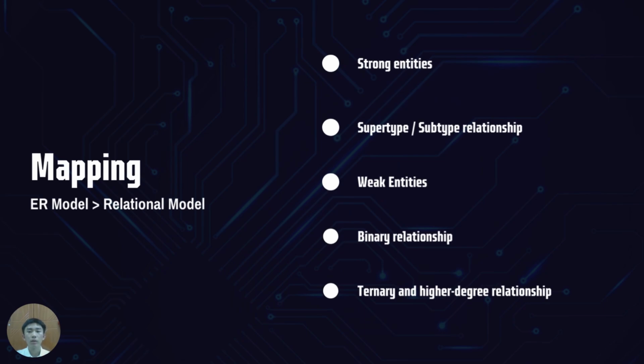To map an ER model into a relational model, there are 5 steps involved, which are strong entities, weak entities, supertype or subtype relationship, binary relationship, and ternary and higher degree relationship.